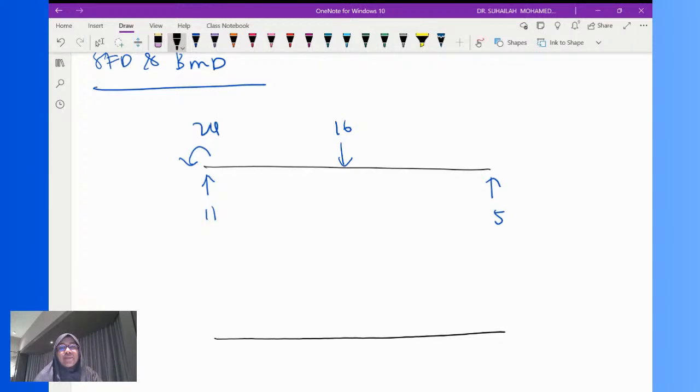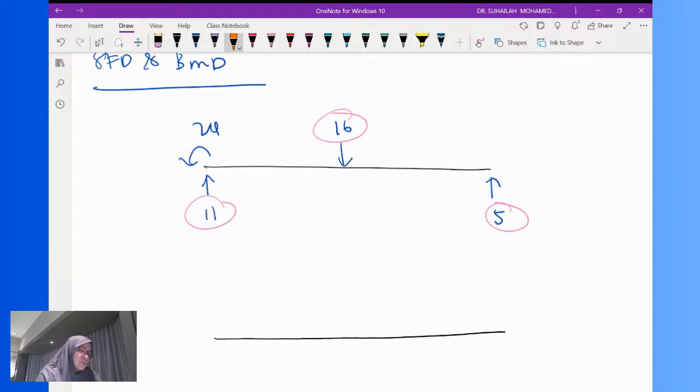Remember that we are going to draw the diagram in equilibrium, which means that we have to start from zero position and the diagram must end at zero position as well. So from the upper diagram, we start drawing the shear force diagram by looking at the shear value. The shear values in the diagram are 11, 16 and 5. So these three are the shear values.